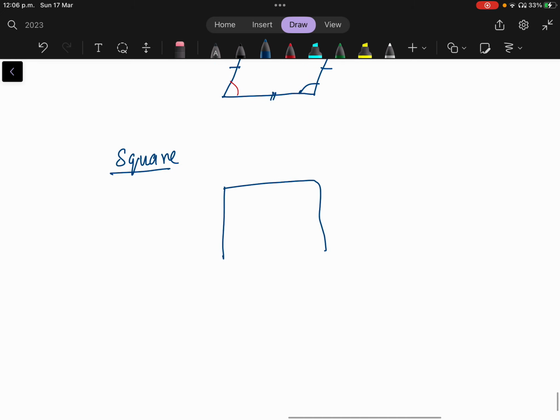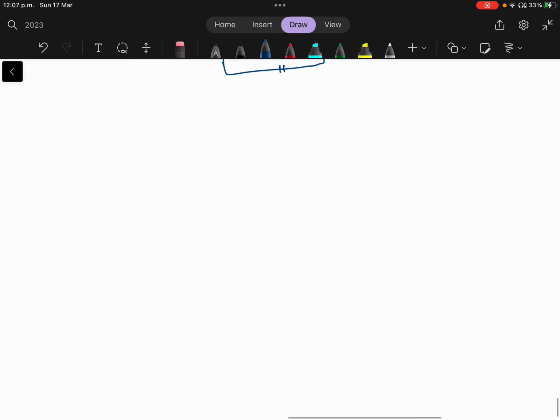And now you have a square. A square is nothing but a special case of a rhombus. The lines we denote are for parallel. In a square you can mark the sides as equal also. All four sides have the same length, opposite sides are parallel, and all four angles are right angles. So for a rectangle and square, opposite angles are equal.